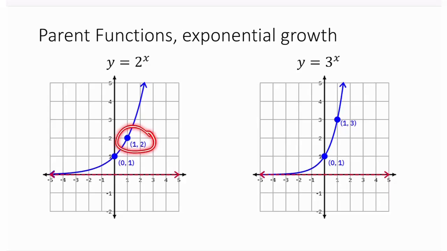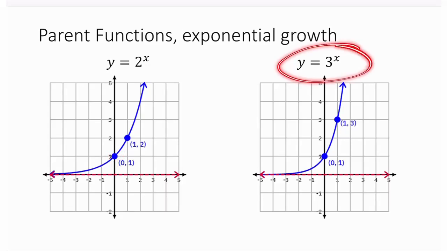I also have another, we're going to call these reference points. I have another reference point at 1, 2, and then I have an asymptote here at y equals 0. I want you to notice that the distance from the second reference point down to the asymptote is 2 vertical units away. And of course, the distance from this first reference point, which is the y-intercept, is 1 unit away.